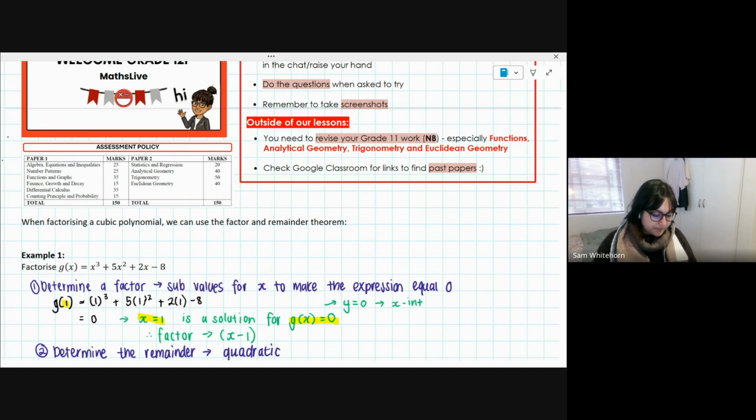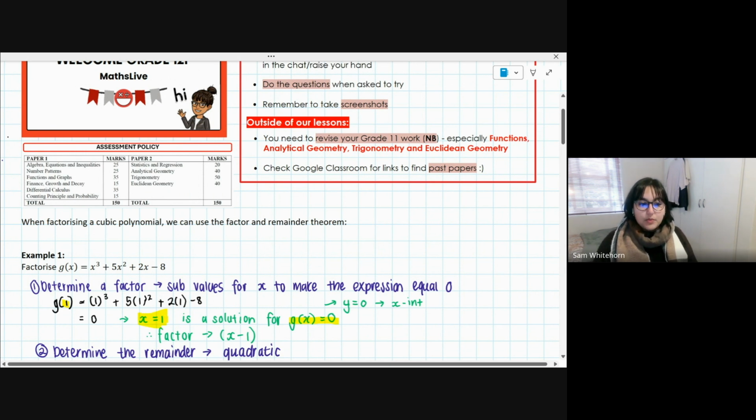We subbed it in and we found that 1 cubed plus 5 times 1 squared plus 2 times 1 minus 8 gave us 0. And so what that means is one of the solutions to this equation is x equals 1. Now, we need to remember that we now need to go back to what the factor would be. And the factor would be x minus 1.